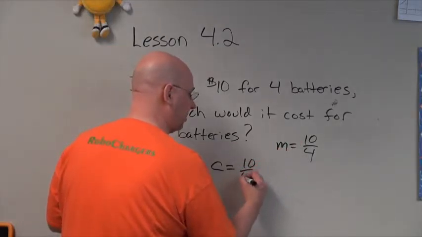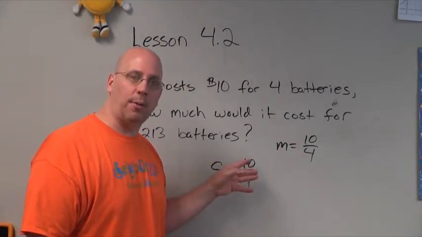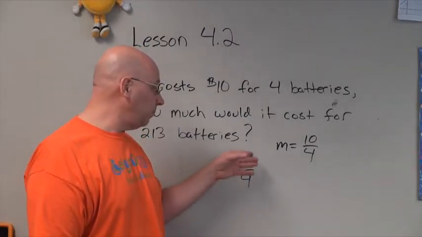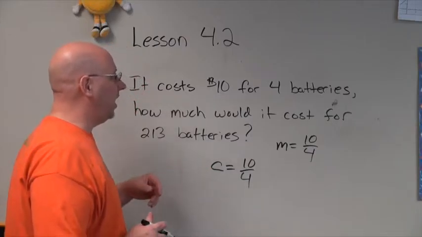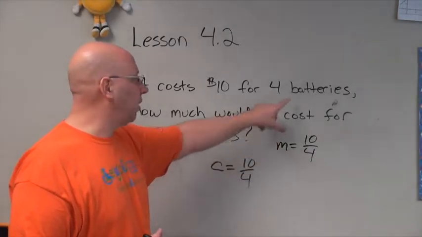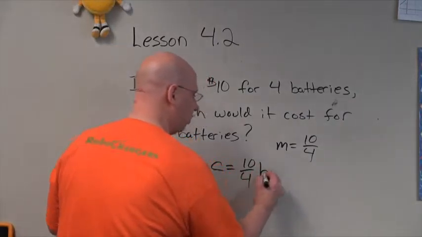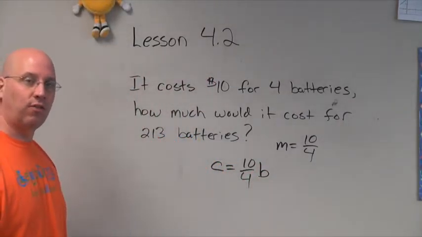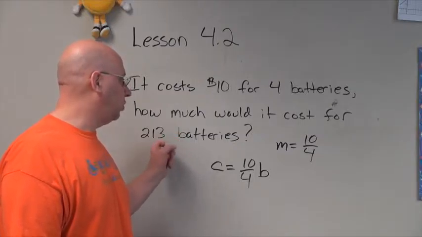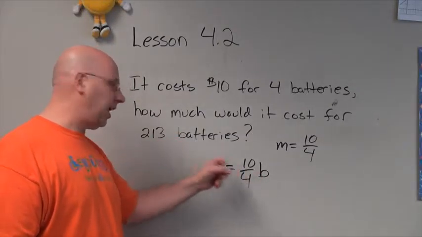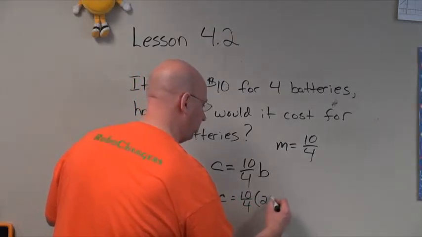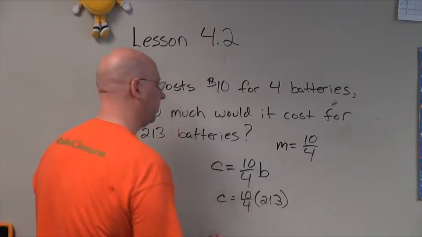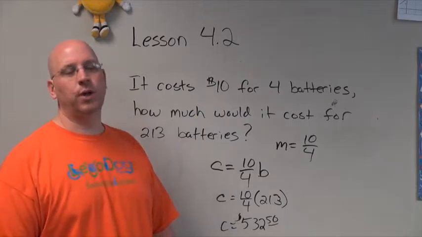Now we keep this, guys, as an improper fraction. We don't want to write it as a mixed number. Sometimes you'll put it as a decimal if you're comparing, okay? But otherwise leave it improper. And then it's going to be times x, but what is x here? It's going to be the batteries. Notice there's no initial amount here again. So if I want to figure out how much it is going to cost for 213 batteries, well, this is B, batteries. I'll put 213 in there. C is equal to 10/4 times 213. And then I would solve. So the cost would be $532.50.